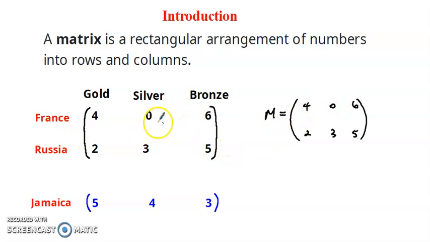Alright, so let's move on to Jamaica. So let's use J for Jamaica. So this matrix J would be equal to 5, 4, and 3. So 5 gold medals, 4 silver medals, and 3 bronze medals. It is getting more mathematical now, so I wanted you to see the connection.